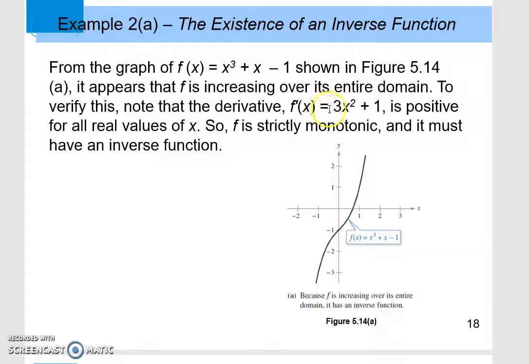So we have f prime of x equals 3x squared plus 1, and remember, the domain of this is all real numbers. No matter what number you plug in, you're always going to get a positive number. That's because 3x squared is always going to be nonnegative, and then you're adding 1, so that's going to make it positive as well. The only time 3x squared is not positive is at 0, but then you add 1, so you get 1. So this whole thing is always positive. It's positive for all real values of x. So f is strictly increasing, which means it's strictly monotonic.